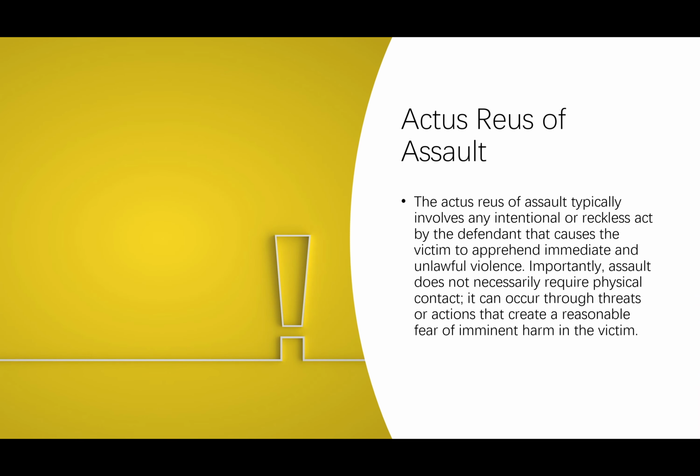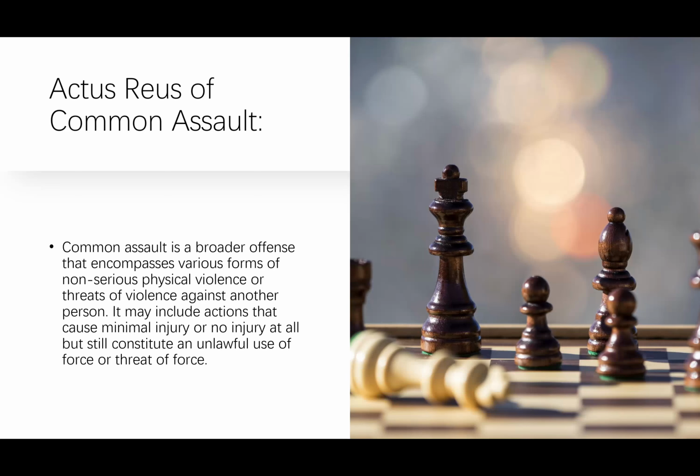So, the actus reus of assault: we're looking at the intentional or reckless act by the defendant that causes the victim to apprehend immediate unlawful violence, right? So importantly, assault does not necessarily require physical contact, as we stated. It occurs through threats or actions that create a reasonable fear of intent to harm the victim. So we're looking at anything that may make the victim fear that they are going to be harmed.